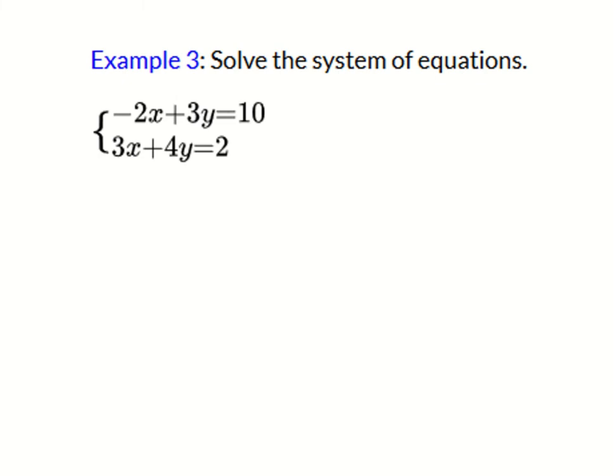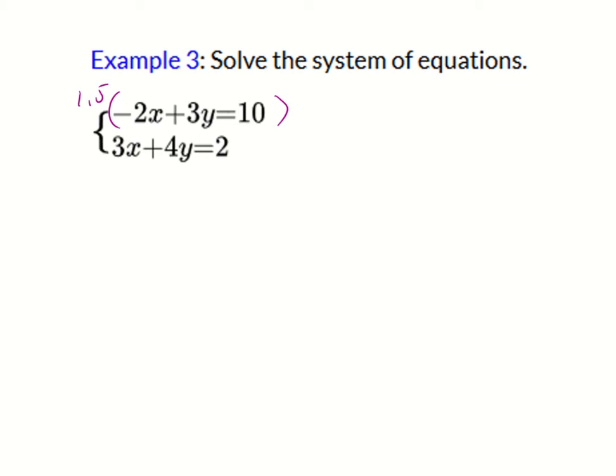Now let's look at this example. We want to solve the system of equations by addition. This problem is different from what we have done so far. If you choose to get rid of x, it seems like you have to multiply the first equation by 1.5 to make -2 into -3, right?